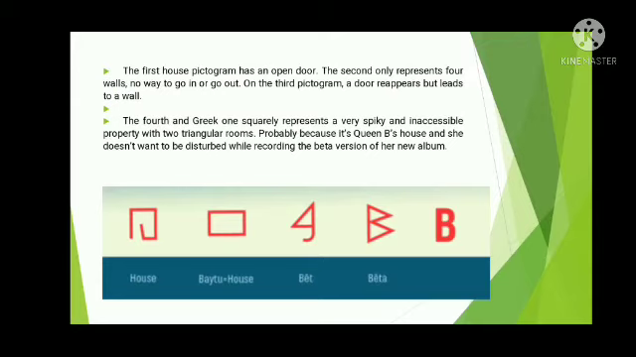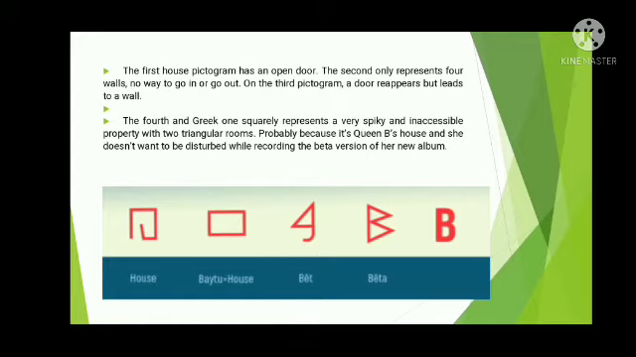For the evolution of the ancient letter B, the first house pictogram has an open door, as you can see in our image. The second only represents four walls, no way to go in or go out. On the third pictogram, a door reappears but leads to a wall.